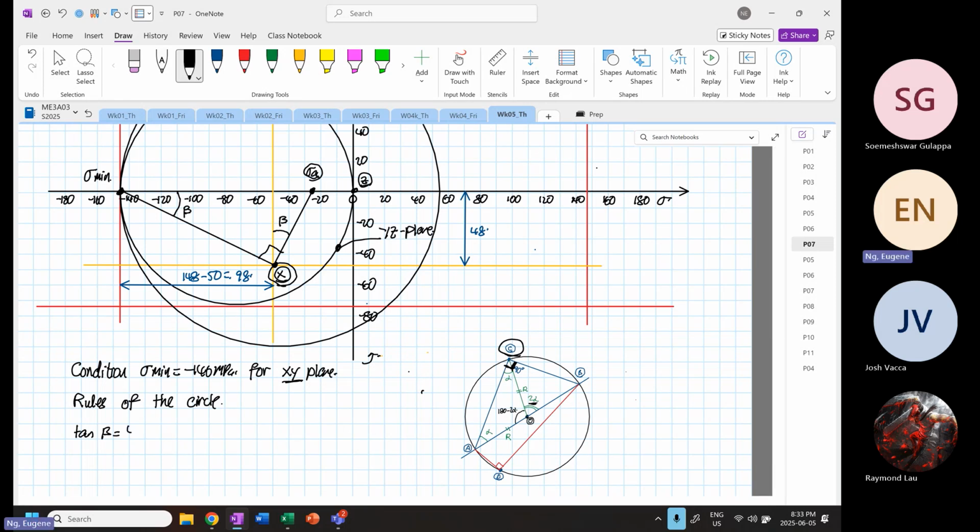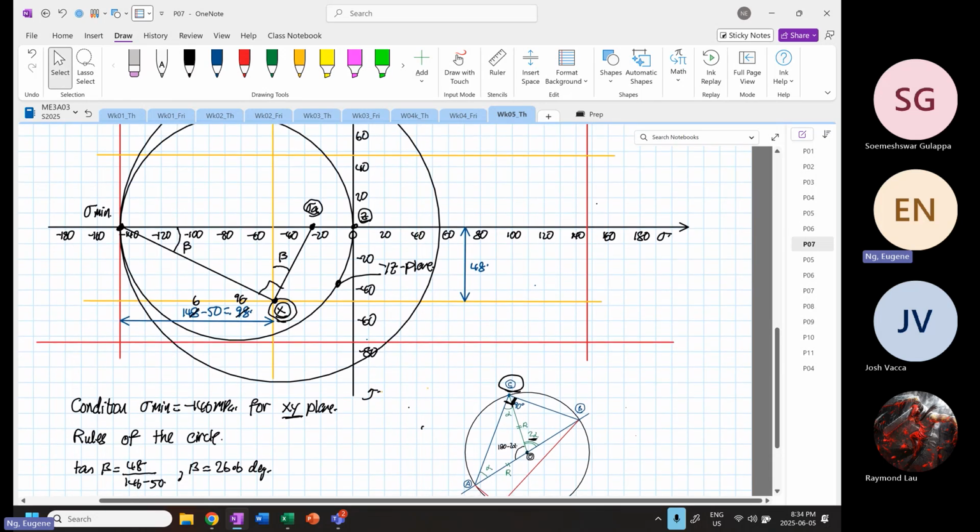Okay. So tangent beta will be equal to 48 divided by 148 minus 50. Okay. So from here, we can get our beta angle. So 48 divided by 98 inverse tangent is equal to... 73 times 2. So it's 146. I apologize. Okay, so 146, 96. Okay, so this is 146 minus by 50. So 48 divided by 146 minus by 50. And then inverse tangent is equal to 26.6 degrees. Right? So we know that this value over here, beta, is 26.6.